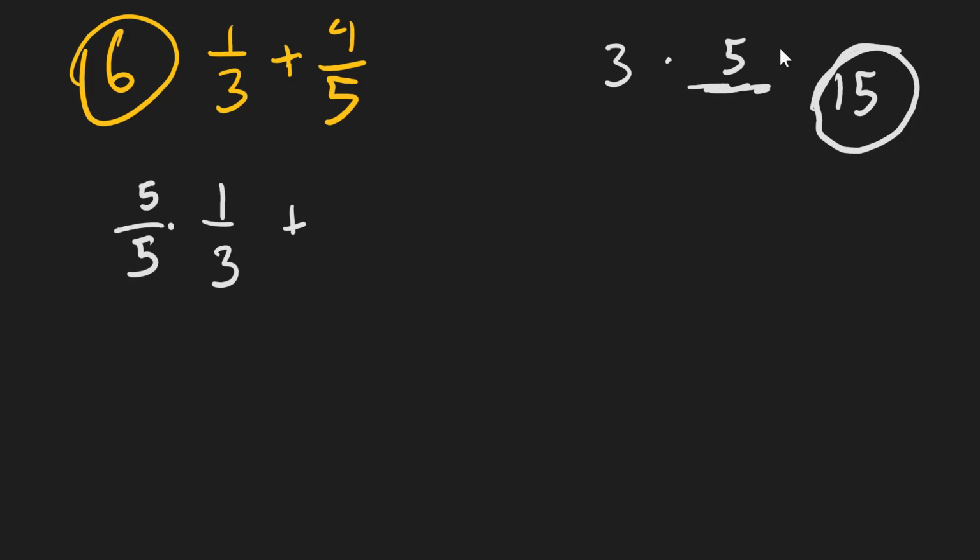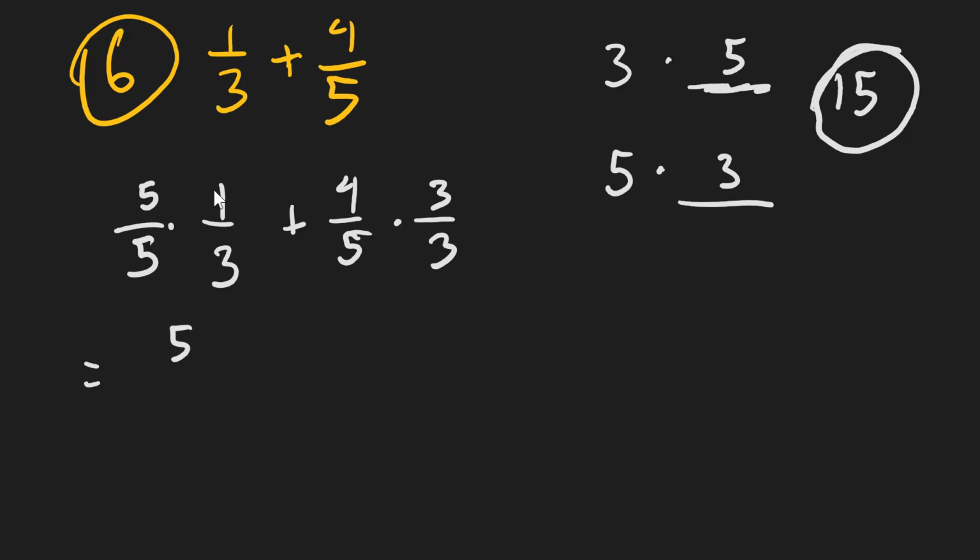Similarly for 4/5, we're going to need to restate 4/5 in terms of 15ths. So how many times does 5 go into 15? Or in other words, 5 times what equals 15? Well, 5 times 3 equals 15. So we're going to need to multiply 4/5 by 3/3. And now we can just multiply across. 5 times 1 and 5 times 3 is 15.